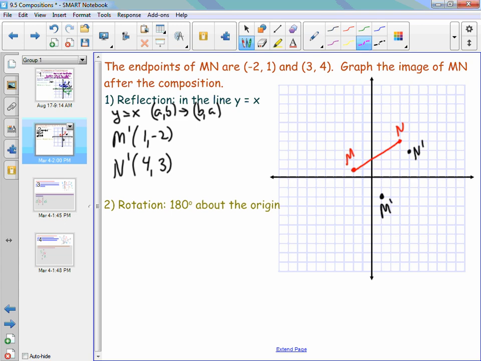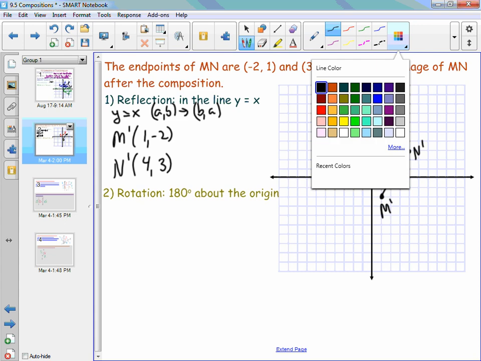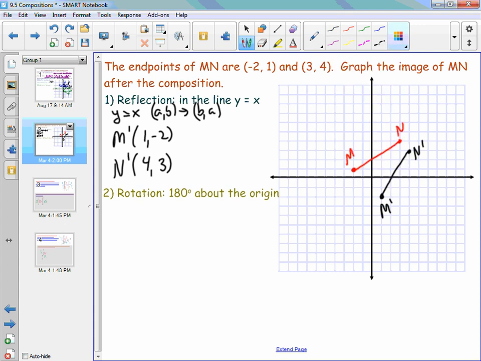And if we think about it, our line of reflection was there for y equals x. All right, and then we will draw our segment M prime, N prime. Now we need to rotate each of these points 180 degrees about the origin. To do this, (a, b) becomes (-a, -b).